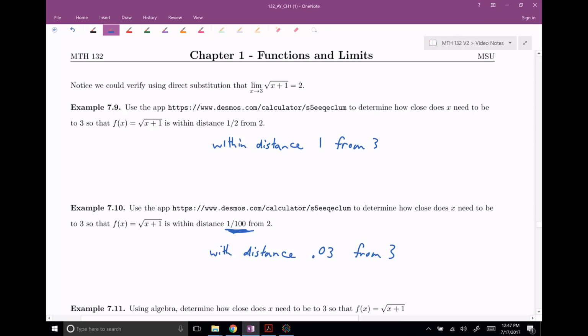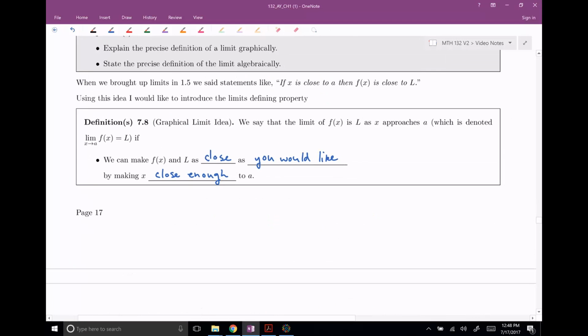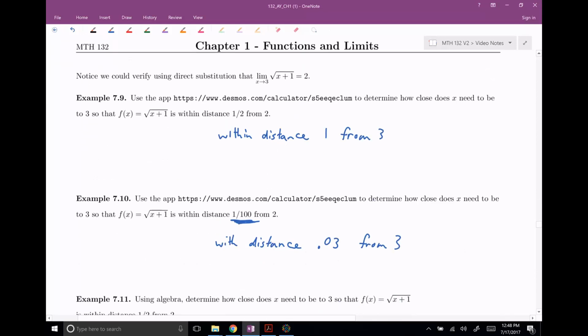And the claim is, if this limit truly exists, then no matter how close you would like, whether that would be 1/2 or 1/100th or 1/1,000,000th or 1/1,000,000,000th or whatever, we should be able to find some distance. So long as x is close enough to that a value, within that distance from the a value, well, the function should be as close as you'd like to L. Okay, so this is graphically what we are doing.